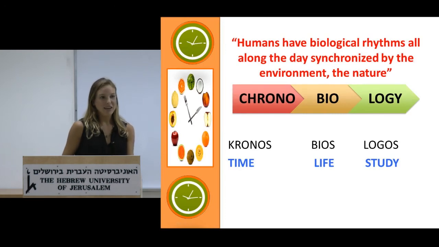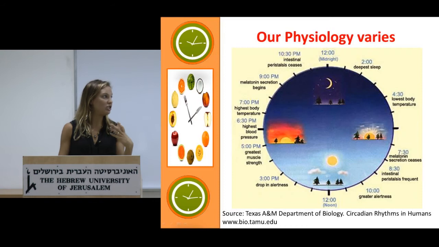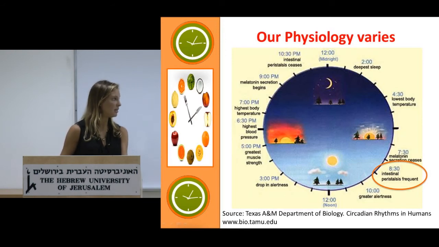Since we're going to talk about timing, I want to introduce you to this concept that humans have biological rhythms all along the day. And they are synchronized by the environment and by nature. The science that studies this is chronobiology. To introduce the subject a little more, I want to show you how our physiology varies. For example, at 8:30 in the morning, the intestinal peristalsis is very frequent. Knowing this can also help us address problems, for example, of constipation.